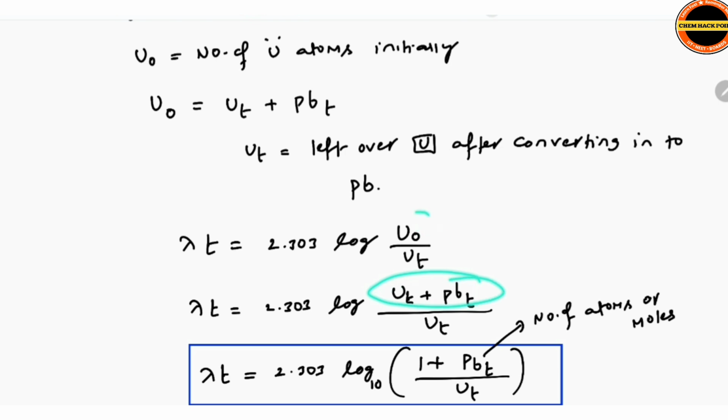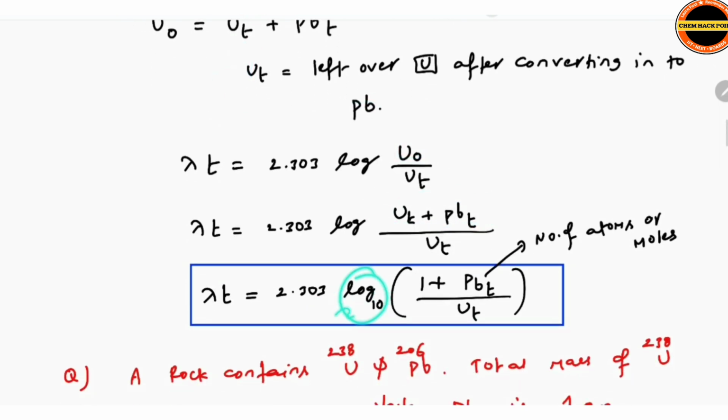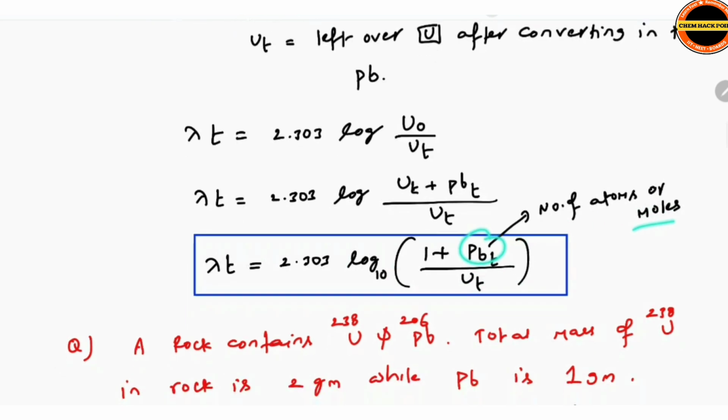Why are you writing this one? Because U naught is this one. So lambda T is 2.303 log 10 of 1 plus PbT by UT. Number of atoms or moles, anyway, you can consider this.